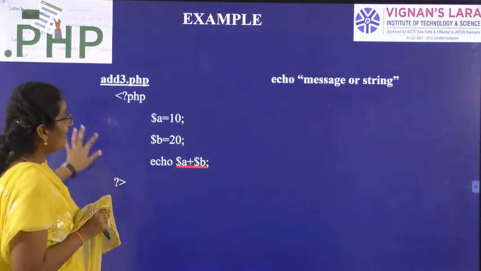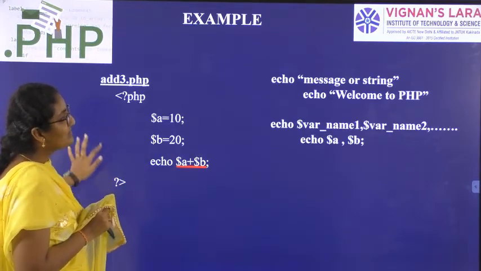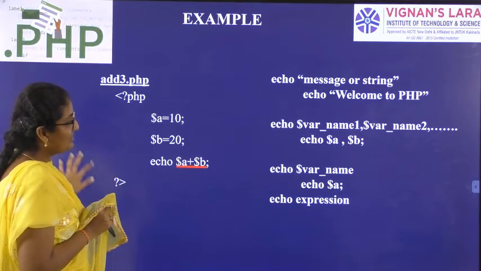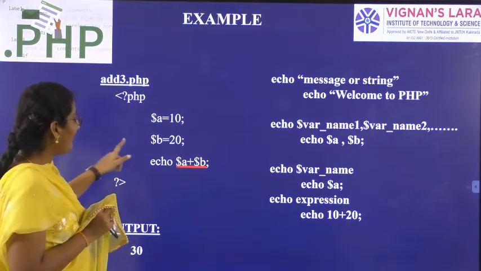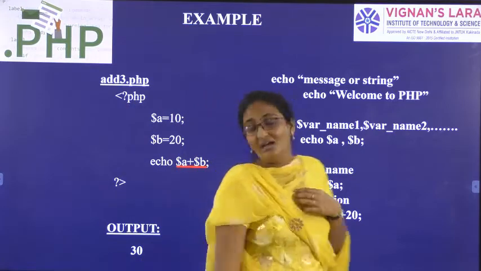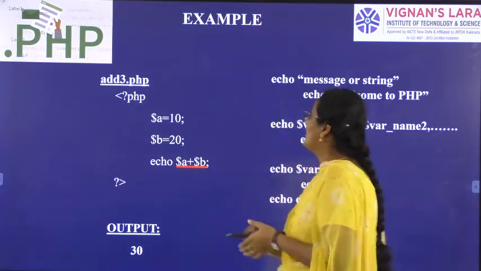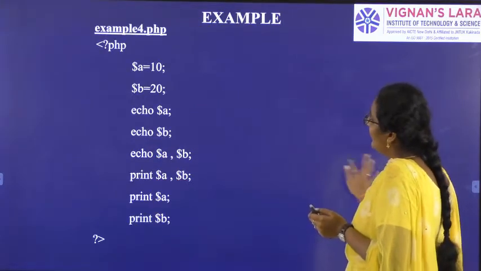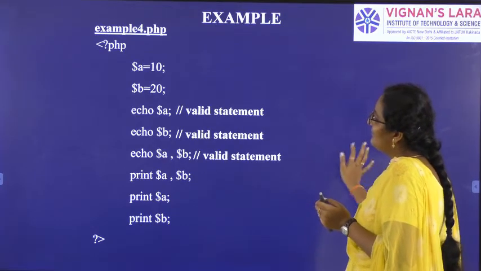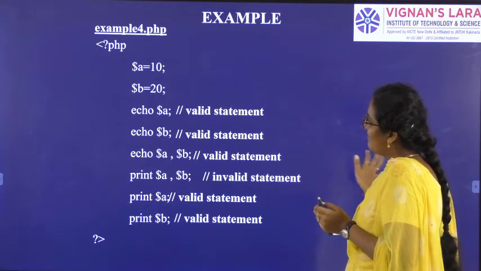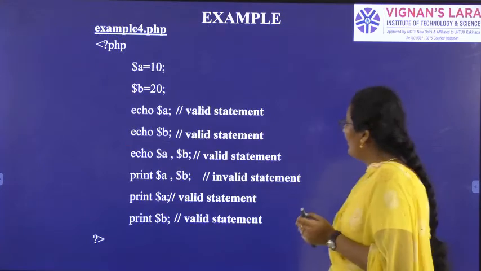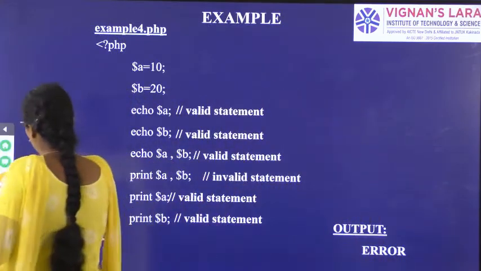In the next example, we have not used any quotations in the echo statement. So the addition was performed for the variables A and B and we got the output as 30. So this is how addition is performed. Now we will see what are the valid statements in PHP and what are the invalid statements in PHP.